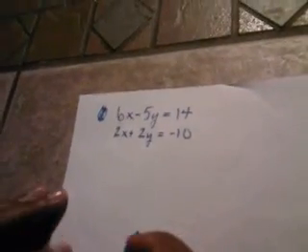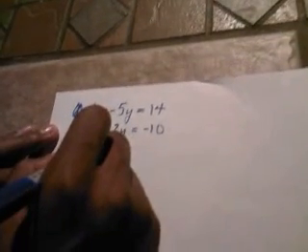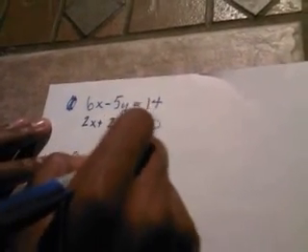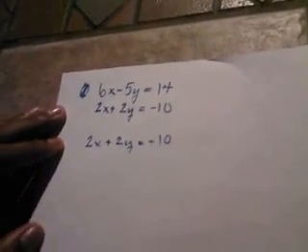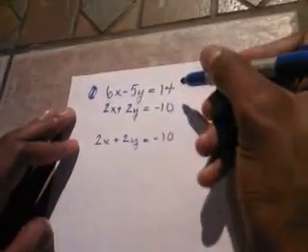Okay, so this is the first problem. What you want to do is take the smaller one, 2x plus 2y equals negative 10, and solve this problem for y so that you can plug it into the top one.